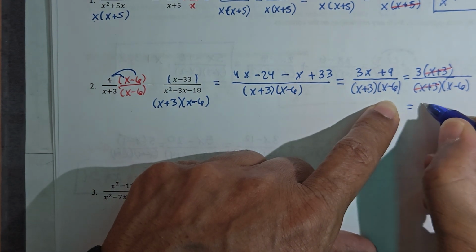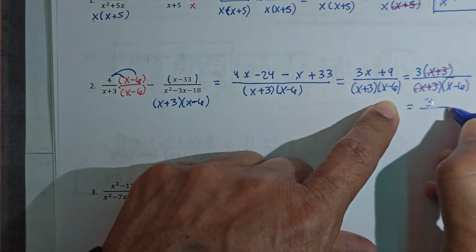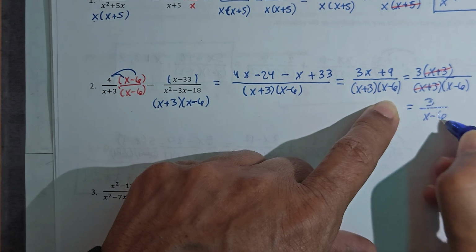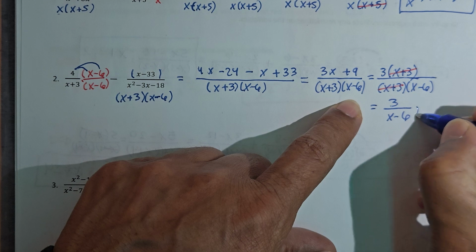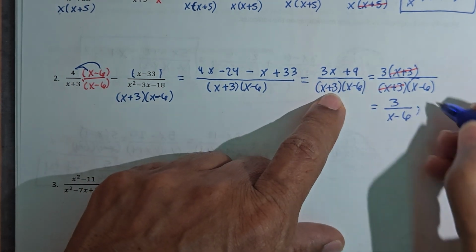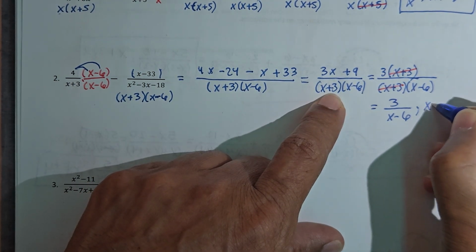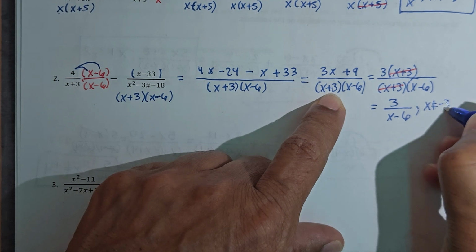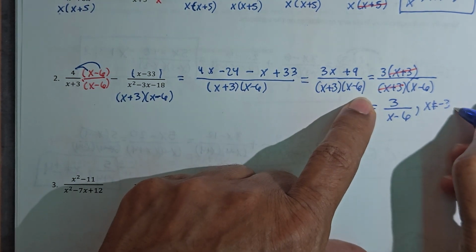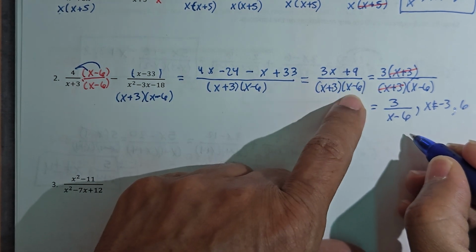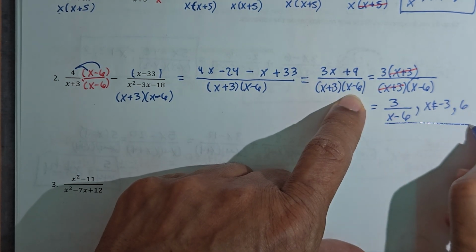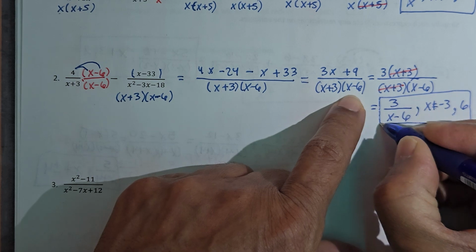So then we have left the 3 in the numerator and x minus 6 in the denominator. But then from here, the last step is to state the restrictions on the value of x. So x cannot be equal to negative 3, because that will give us a 0 in the denominator, and x cannot be equal to positive 6, because that will give us a 0 in this denominator. Okay, so this is the answer to this problem.